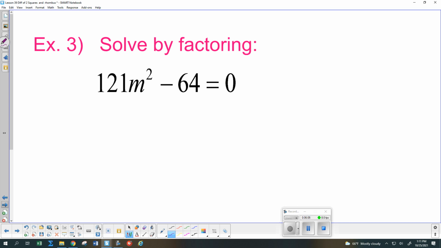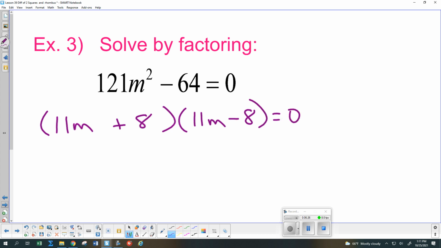Can we take the square root of 121? Can we take the square root of n squared? What is the square root of 121? So both parentheses can start with 11m. Can we take the square root of 64? Shout out, what is it? So plus 8 and minus 8 equals 0.